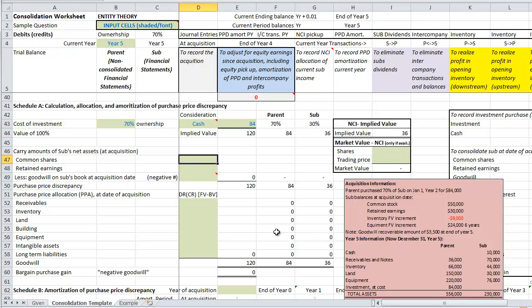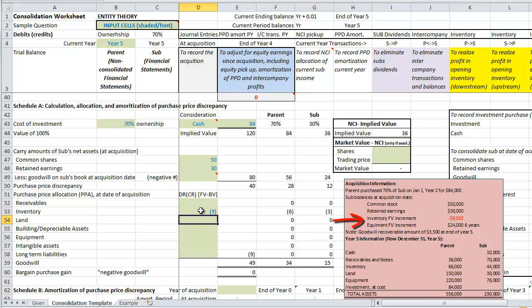We then input the subsidiary's net assets at the date of acquisition, which was $50,000 for common shares, retained earnings of $30,000, giving us a purchase price discrepancy of $40,000. And now we'll put in our fair value increments. Our inventory had a value $9,000 less than the carrying value, so we need to adjust that down.